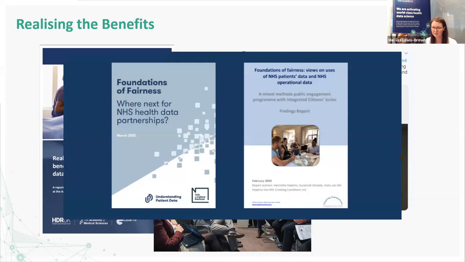And just to flag something that we've been contributing to indirectly: the great work from Understanding Patient Data and the Ada Lovelace Institute was also published yesterday, looking at the foundations of fairness and in particular relationships between NHS health data and commercial uses. So a great body of evidence now for us to get our teeth into, and make sure that as we deliver our mission, we're doing that in a fair and equitable way to deliver patient benefit.